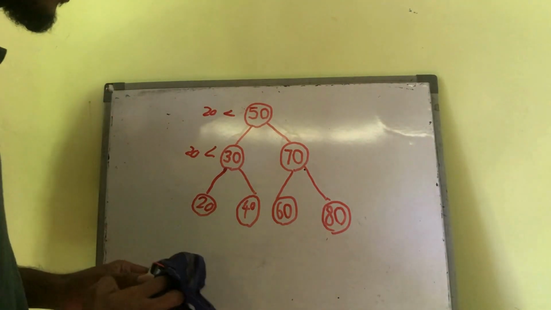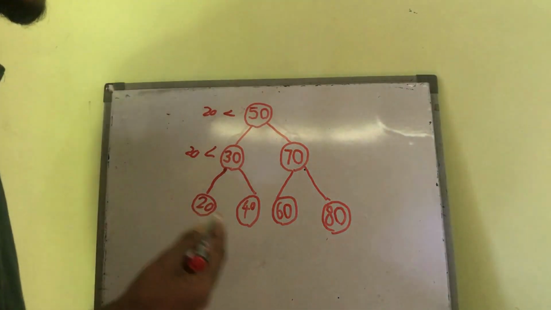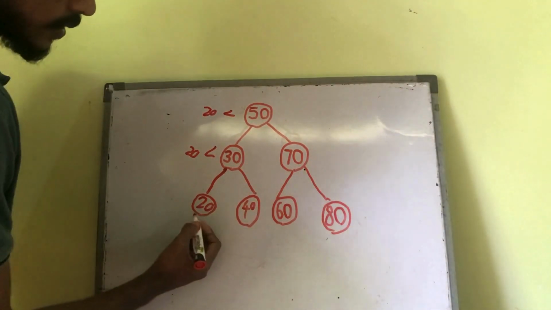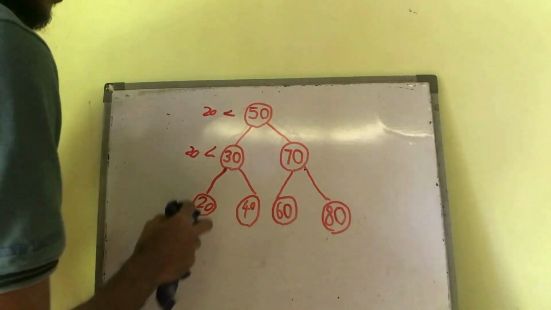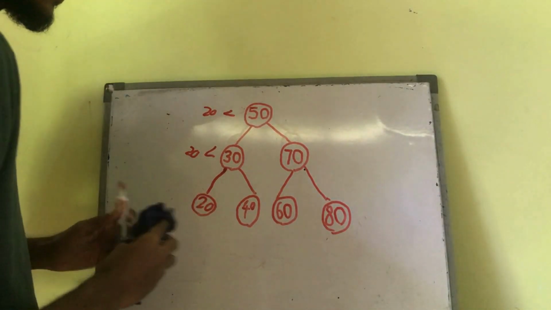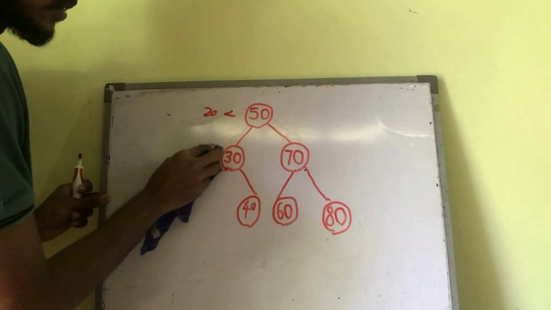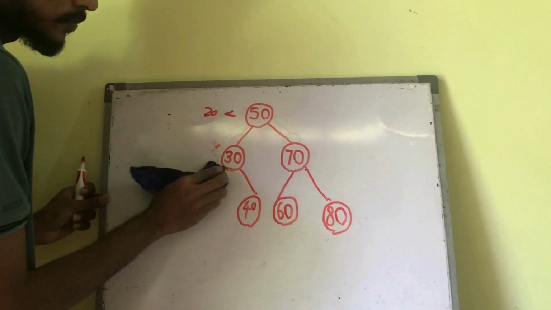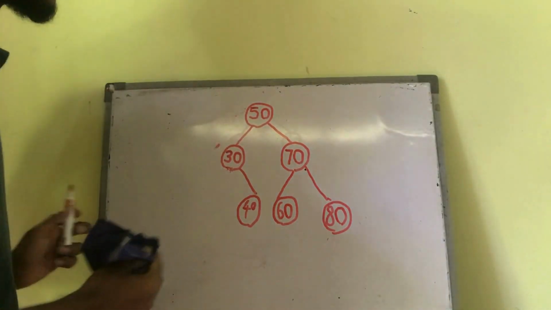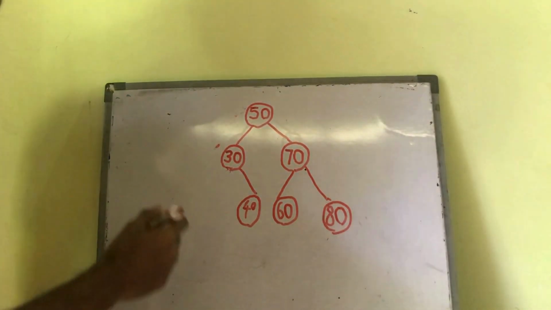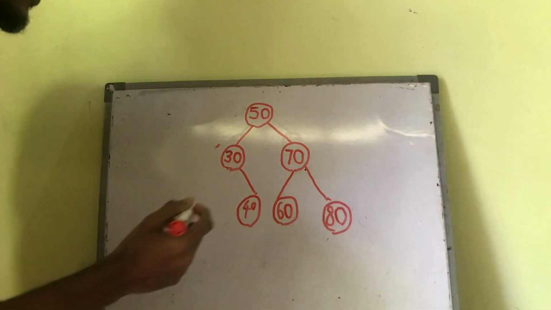After that we need to check whether the 20 element has child elements. The 20 element doesn't have any child element, so we can easily remove the 20 element like this. That is how a leaf element is removed in the BST structure.